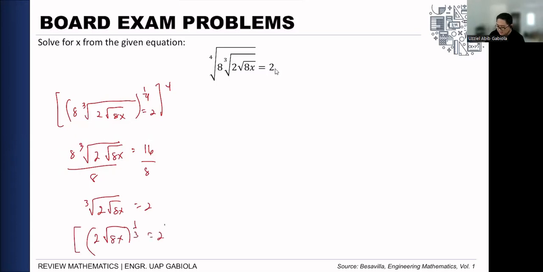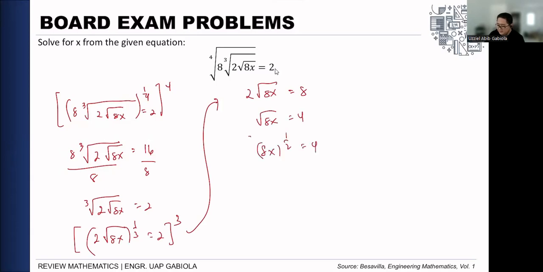Raise natin both side by 3. This will be equals to 2 square root of 8x is equals to 8. Square root of 8x is equals to 4. 8x raised to 1/2 is equals to 4. Squared natin both side. 8x is equals to 16. Divide natin by 8. X is equals to 2. Okay? So, congrats dun sa mga nakasagot ng tama, no? Yan. Yes, 2 po yung sagot. Okay?